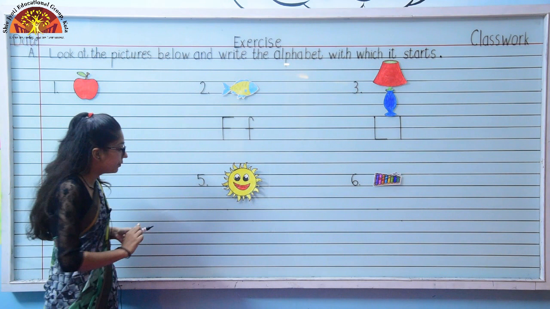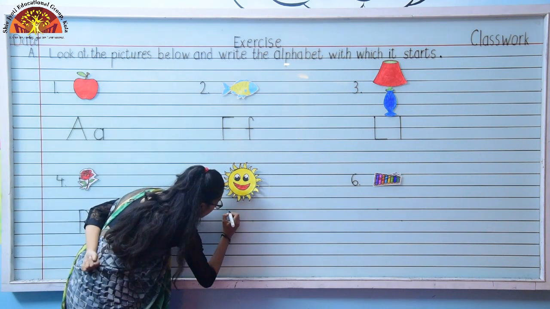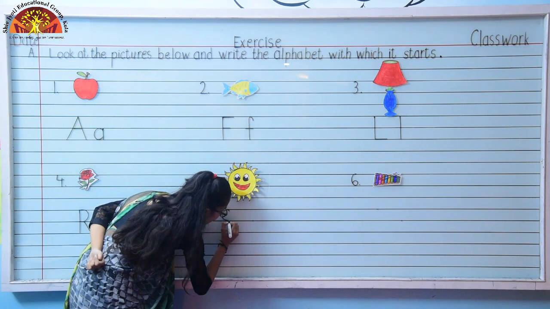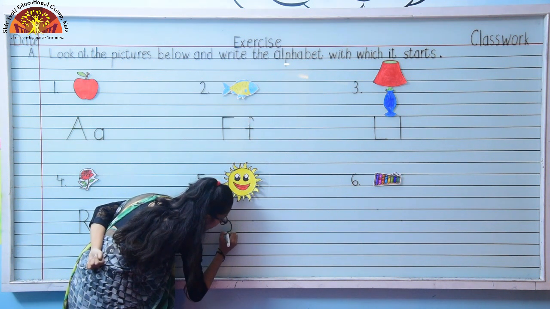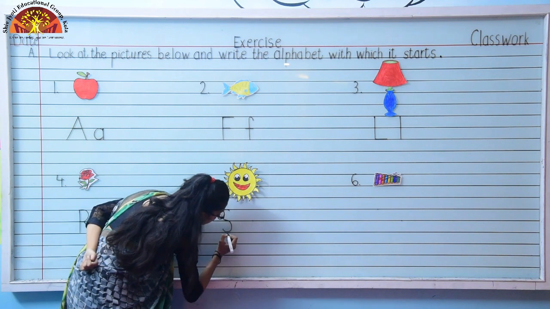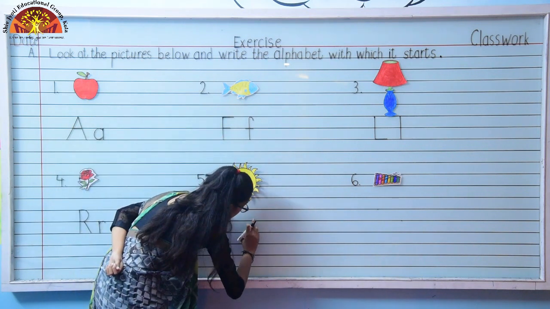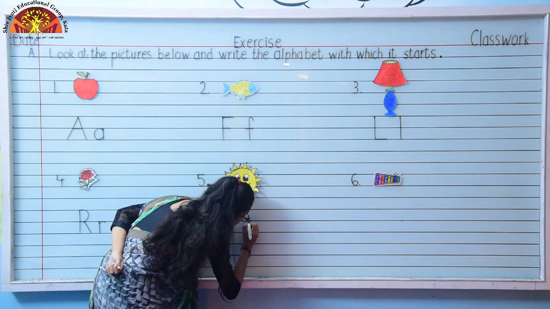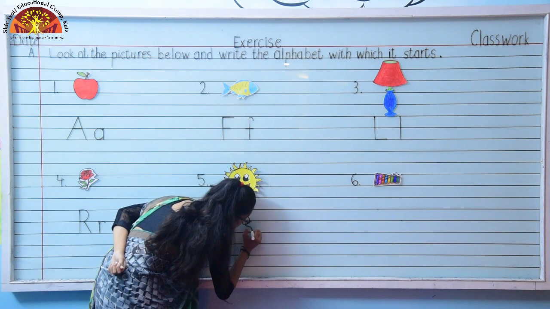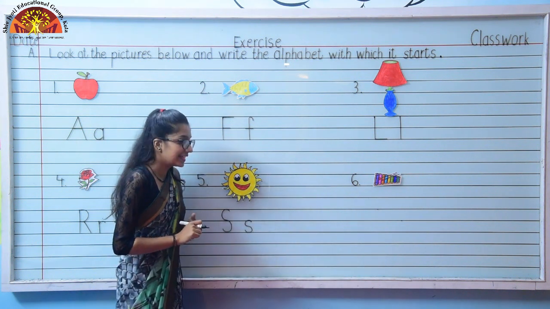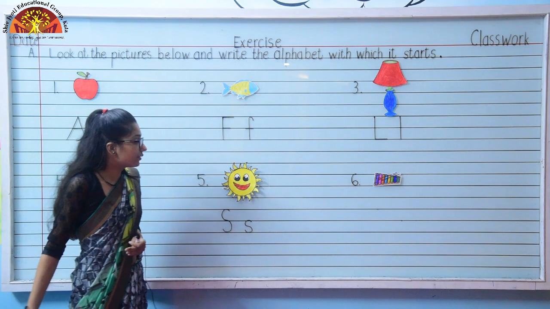So let's write capital letter S first. Small curve, one more curve in the opposite direction like this. Now let's write small one. Small curve, one more curve in opposite direction like this. Now come to last one.